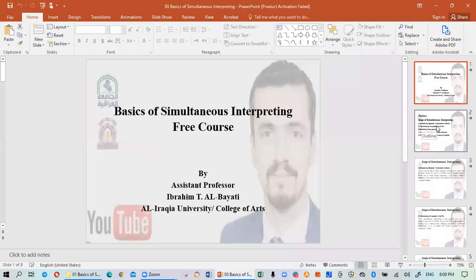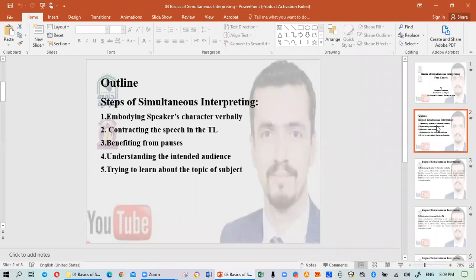Okay, students, we are going to start presenting our today's outline. We are going to talk about the steps required to be followed during simultaneous interpreting sessions. We are going to start dealing with embodying speaker's character verbally, and I think this is something familiar to you. We are familiar with this step because you already got many details about this step in consecutive interpreting class last year. Number two, contracting the speech in the TL, I mean reducing number of words of the target language message.